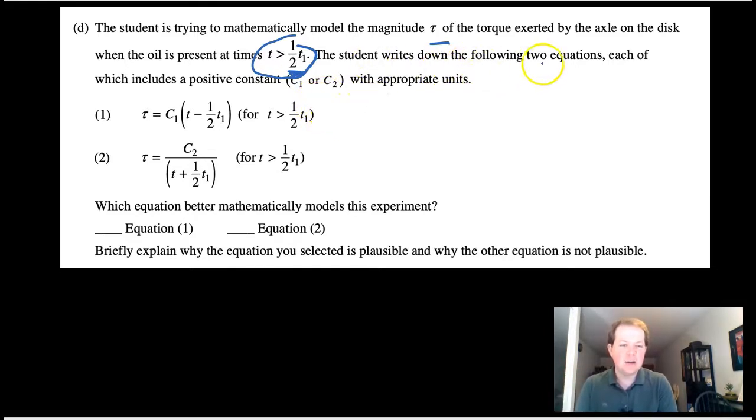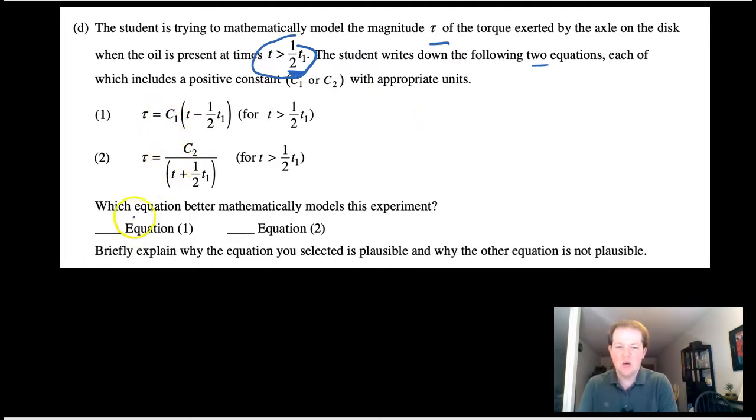The student writes down the following two equations, each of which includes a positive constant, C1 and C2, with appropriate units. I'm going to keep my clock running, but here's a tip. If they're giving you constants, usually you can ignore those constants. They're not going to be part of the answer. They're doing that to make sure their equation could still make physics sense. And I'll say why in a second. Okay, so they give me these two equations.